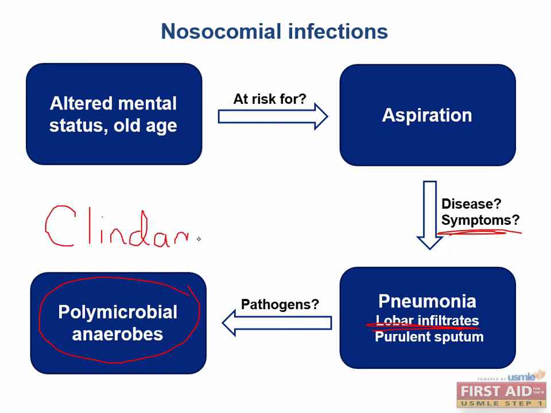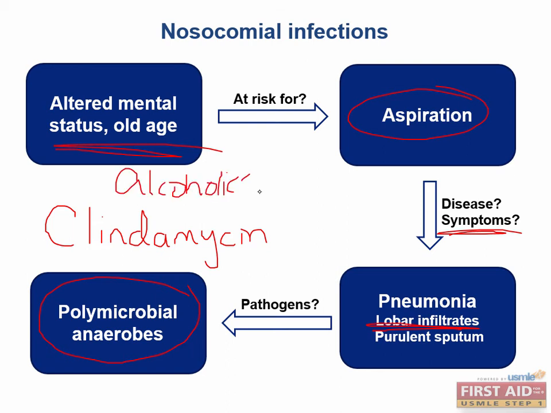We would treat the patient with clindamycin. Remember, clindamycin treats anaerobes above the diaphragm, while metronidazole treats anaerobes below the diaphragm. So now, before we move on, in addition to those with altered mental status, can you think of 2 other populations of patients who are at risk for aspiration pneumonia? I can think of 2: alcoholics and patients with seizure disorder are predisposed to suffering from aspiration pneumonia.